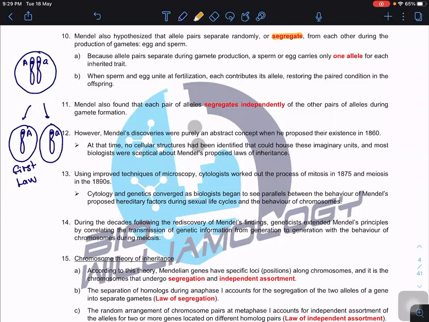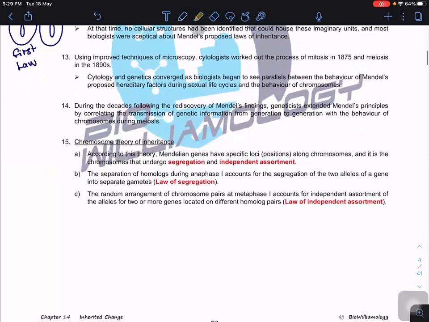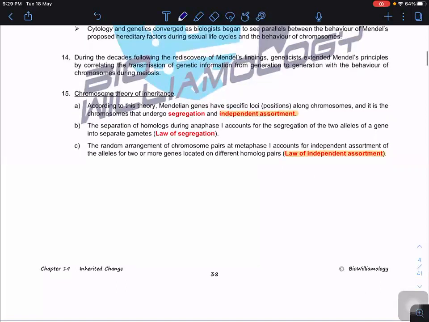Mendel also came up with the second law, which deals with independent assortment. Are you clear? The law of independent assortment goes back to the independent assortment that we learned during meiosis, because the law of independent assortment involves 2 chromosomes. So look at this.